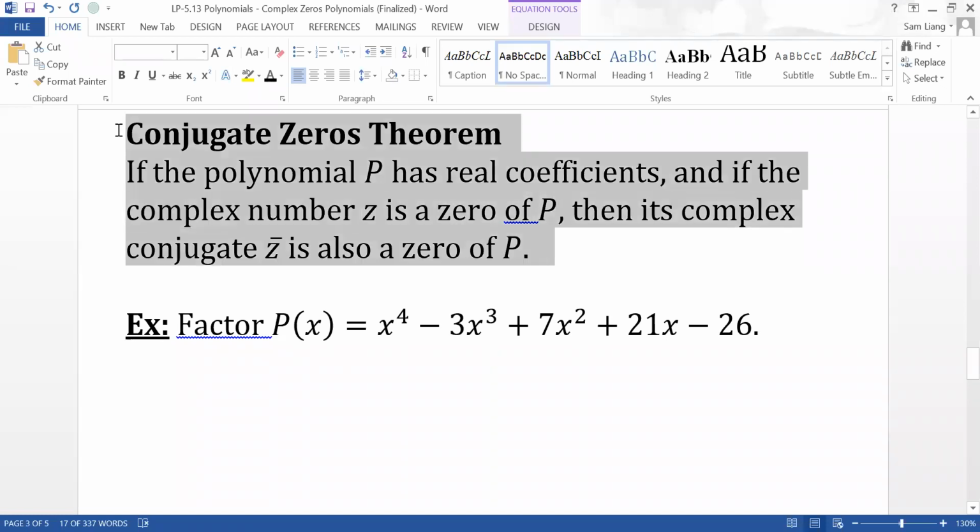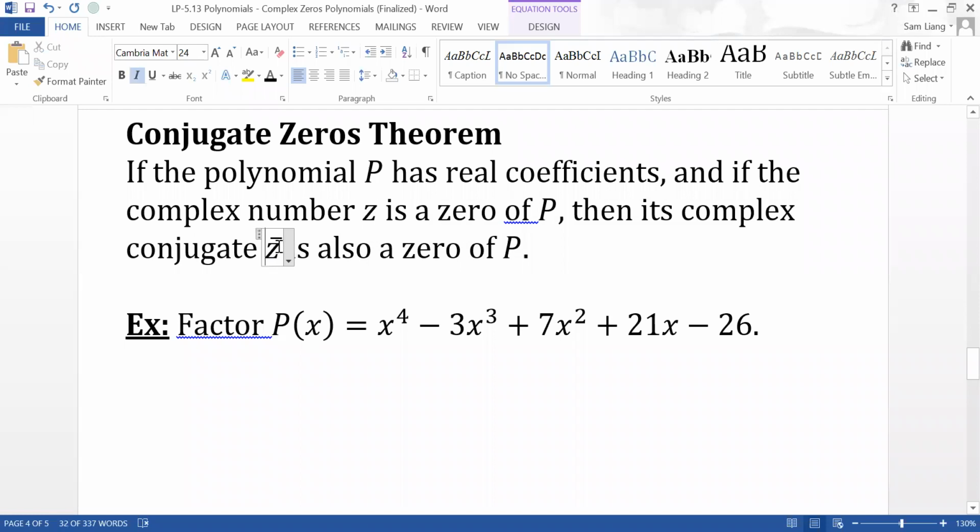This, by the way, is called z bar. Can someone read this for us, please? We'll go to Bipra and then Anthony for the next one. If the polynomial p has real coefficients and if the complex number z is a zero of p, then its complex conjugate z bar is also a zero of p. Thank you for that.